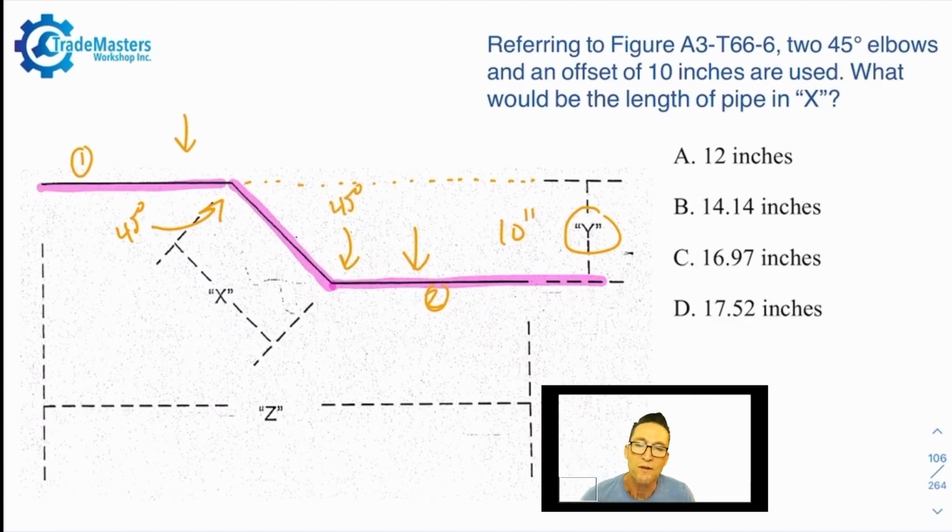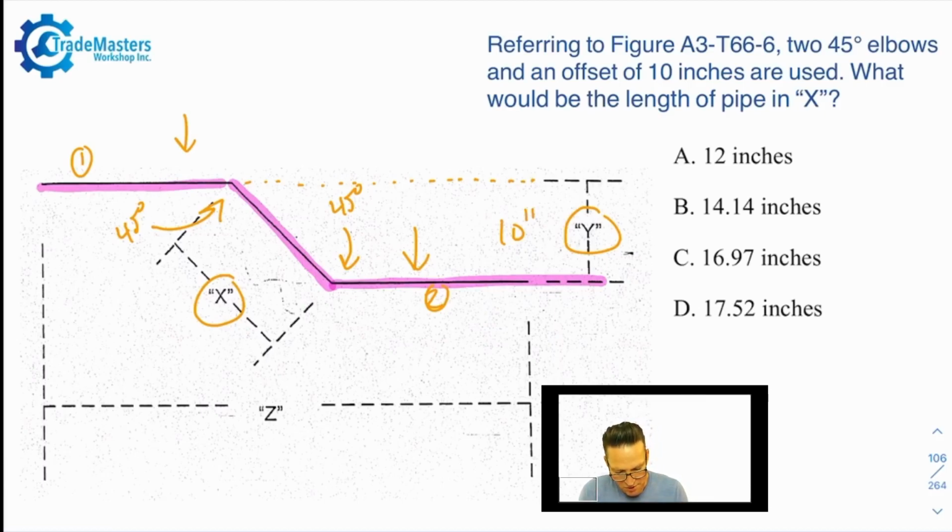So now we've clearly highlighted what the question's asking about, right? The question is really saying, what is this dimension X? What's the length of that diagonal piece in between the two offset horizontal pieces of piping? You got to rethink some of this and go back to your basic geometry.